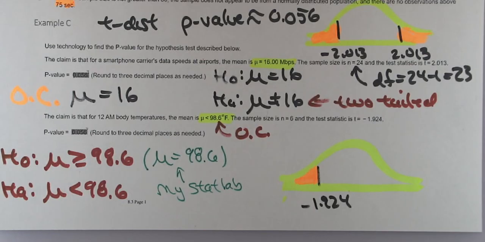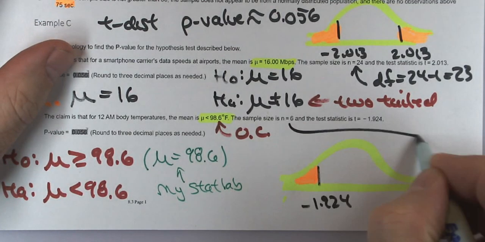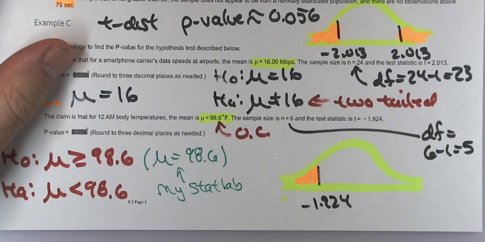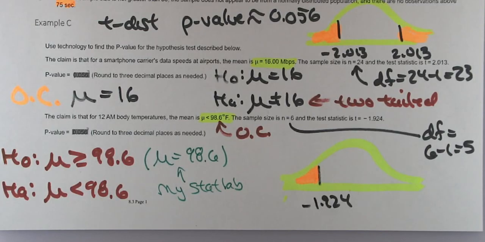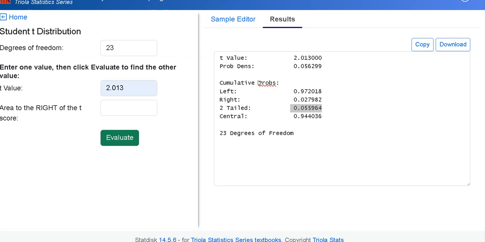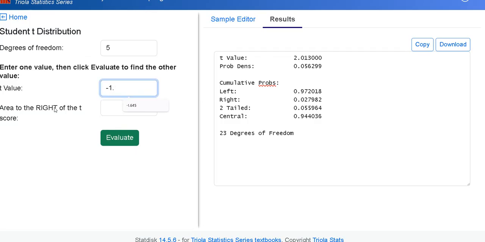Mr. Snyder, how many degrees of freedom for this test? 5. Nice. Degrees of freedom is 6 minus 1 equals 5. So let's go to the t-distribution for 5 degrees of freedom. Let's see, here we go. Oh, one more. T-distribution, 5 degrees of freedom. Our t value is negative 1 point, where was it, 924? Yeah. Thank you, 924.